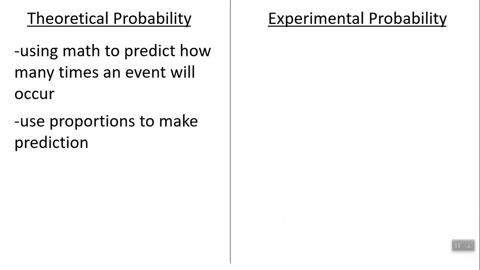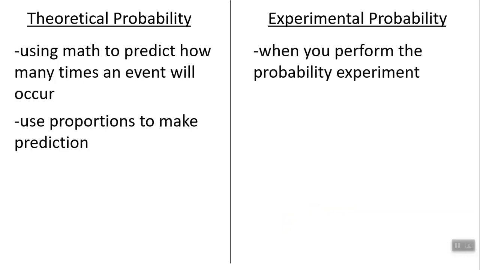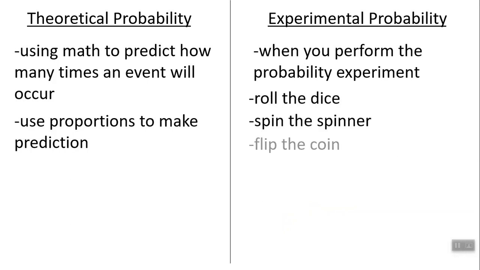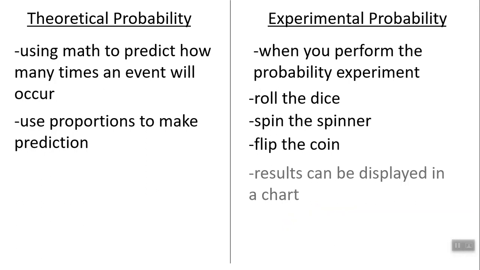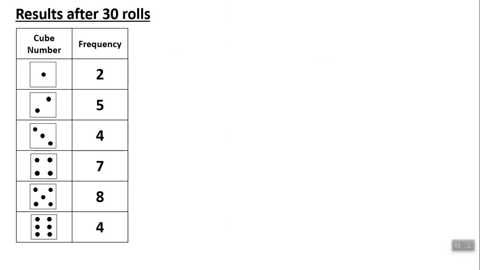Experimental probability is when you perform the probability experiment, which means you're actually rolling the dice, spinning the spinner, flipping a coin, and you're recording the results and displaying them in a table. That's usually what experimental probability is going to show. So let's check out a couple of these.